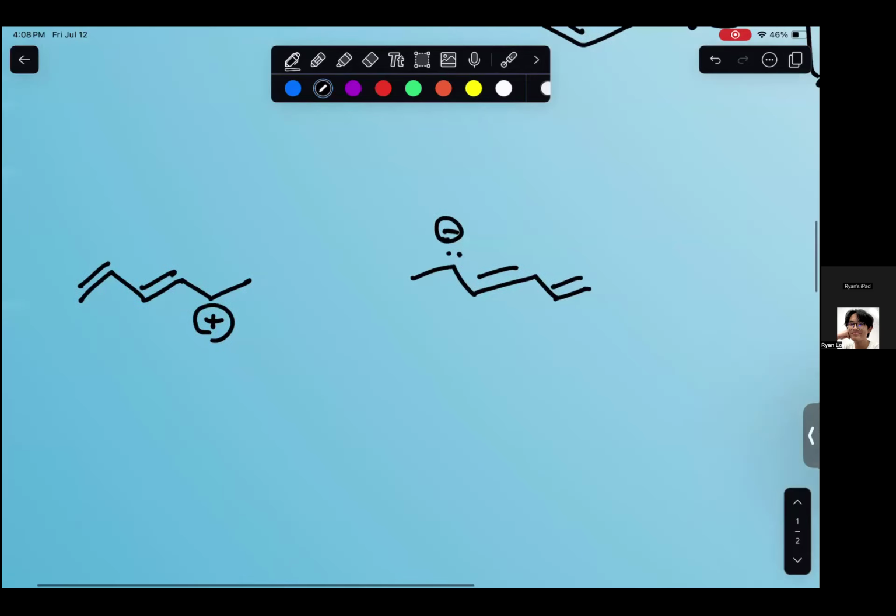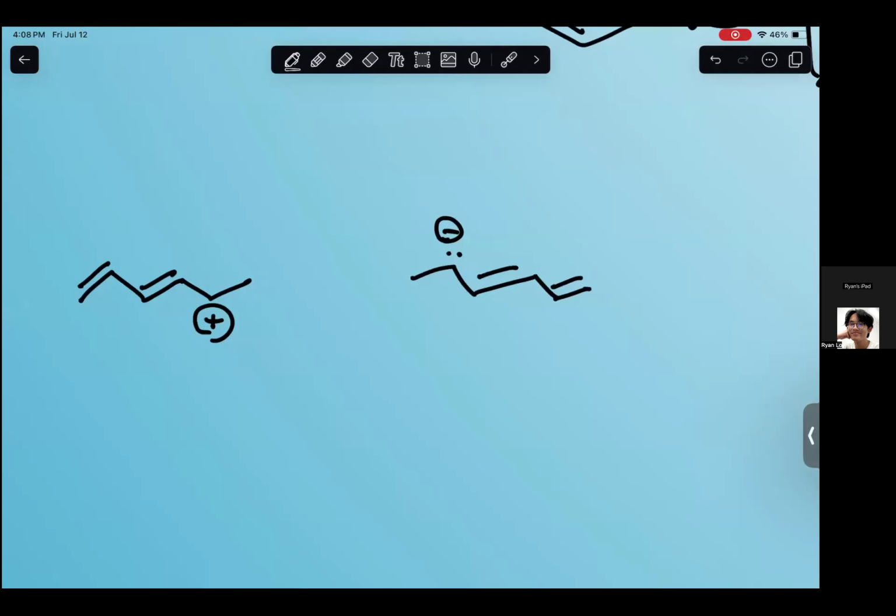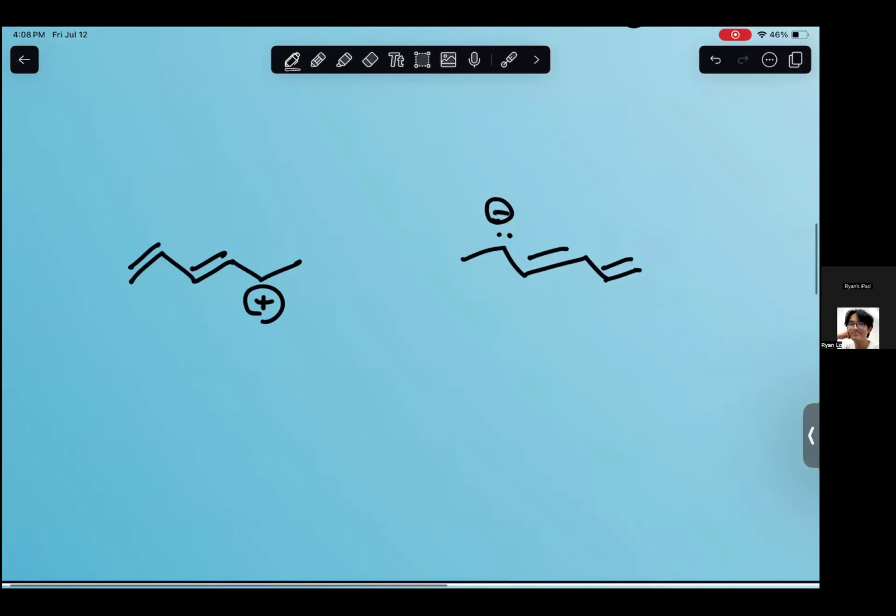Going down to these two right here. The two basic patterns of resonance are that you either start with a plus charge or you start with a negative charge. And for plus charges, if you start off with a plus charge, it's pretty simple.